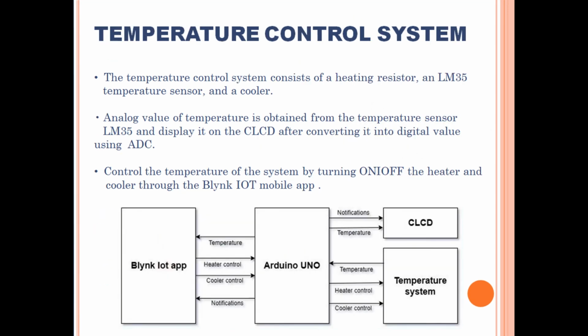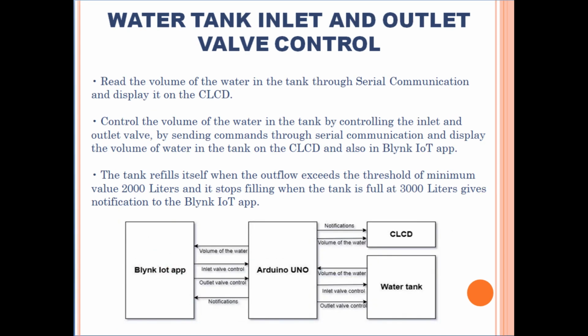Let's look at the temperature control system. Let me explain this diagram in detail. The temperature control system consists of a heating resistor, an LM35 temperature sensor and a cooler. The analog value of temperature is obtained from the LM35 temperature sensor and displayed on the CLCD after converting it into a digital value using the ADC. Control the temperature of the system by turning the heater and cooler on or off through the Blink IoT mobile app.